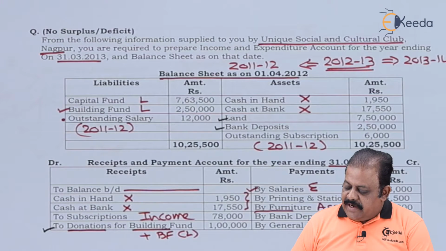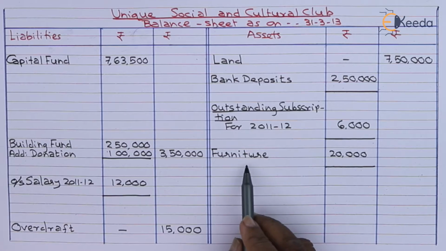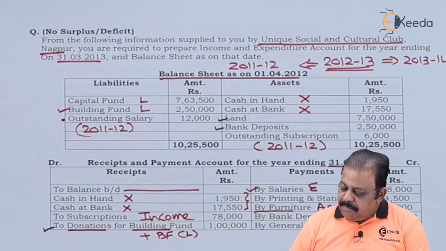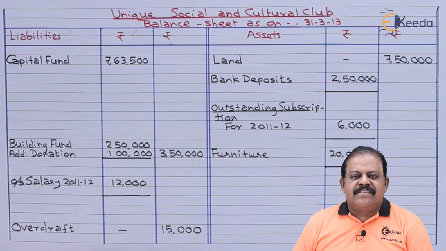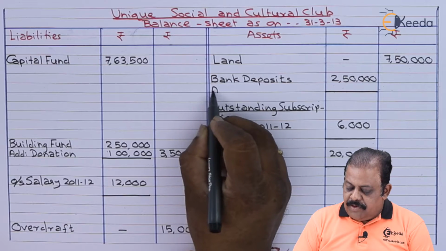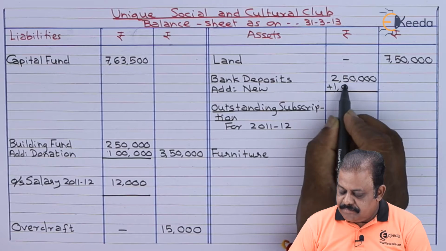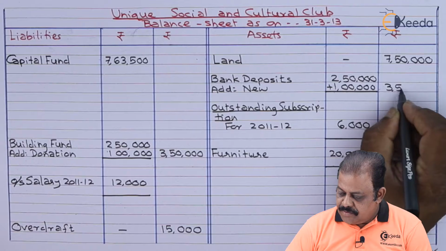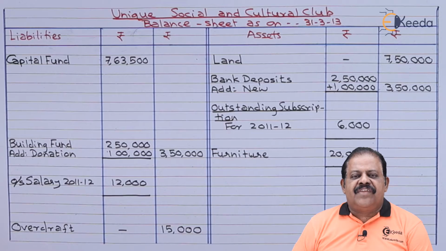Purchase of furniture 20,000. New furniture purchase. Purchase of furniture is recorded here on the asset side, rupees 20,000. Bank deposit rupees 1 lakh. Already we have the item bank deposit on the asset side. New deposits will be added, rupees 1 lakh. So total deposits are now 3,50,000.